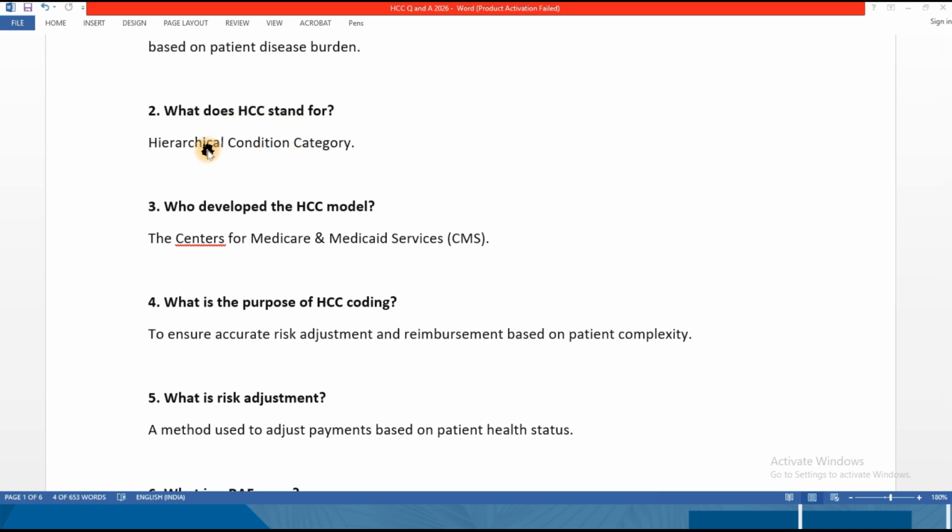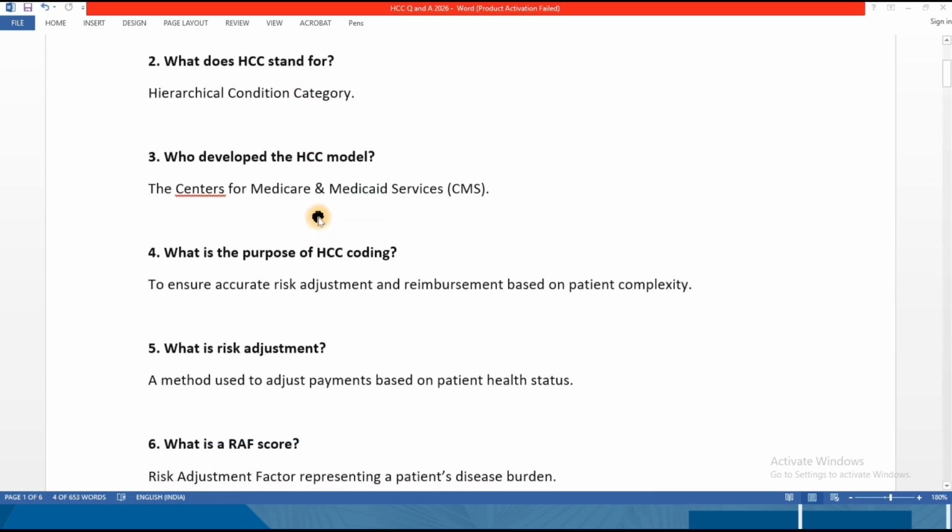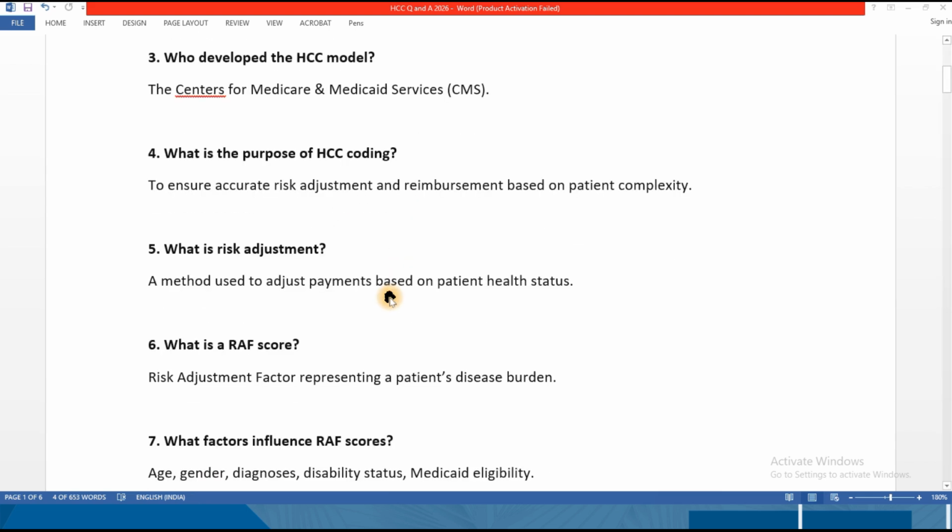Next, what does HCC stand for? HCC stands for hierarchical condition category. Okay. So who developed the HCC model? Basically the HCC model is developed by CMS, the Centers for Medicare and Medicaid Services. So basically what is the purpose or use of HCC coding?